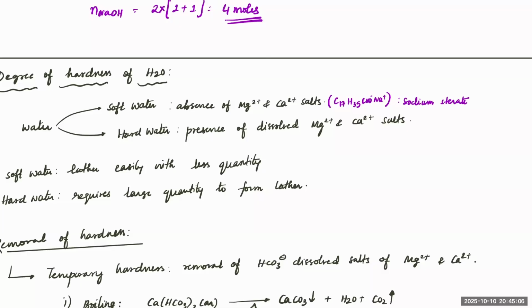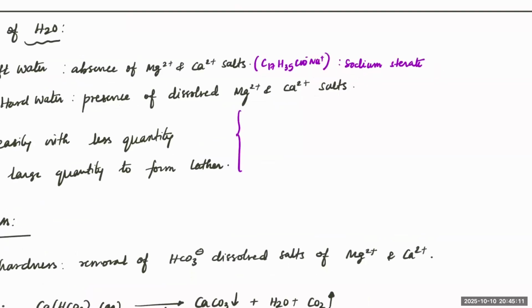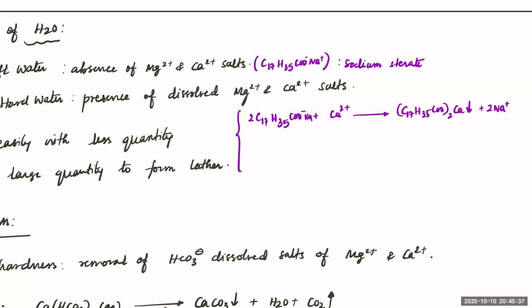And this is the reaction that would happen. Let me just put down that reaction here. That is C17H35COO minus plus calcium 2 plus, that converts into (C17H35COO)2Ca. The same logic applies with magnesium also. Okay. So that plus 2 moles of Na plus, if at all I write the Na plus here itself. All right.